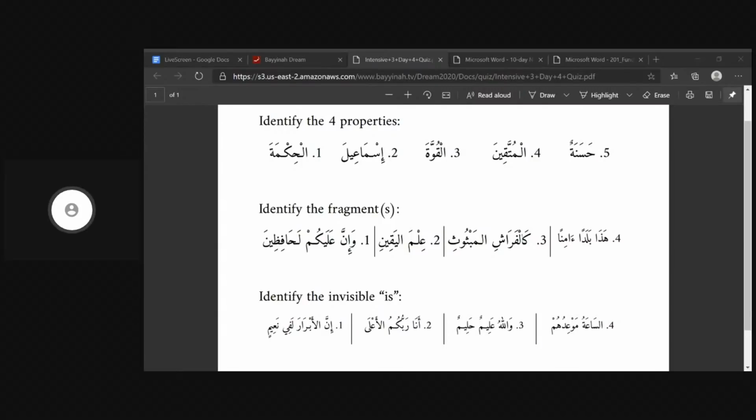Yeah, we talked about this when we were talking about fragments. We said that for harf nasab and its ism, and also for mawsuf and sifa, for these two, the two parts of these fragments can have a long distance relationship. So I can have other things come in between inna and its ism. I can have things come in between the mawsuf and the sifa.